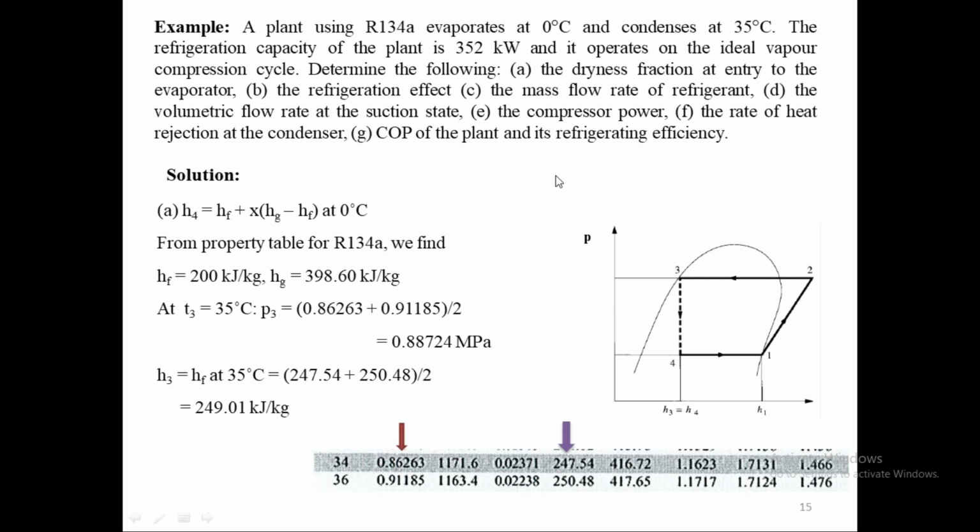Okay, so our saturation temperature is given as 35 degrees centigrade. When you look here, the temperature is either 35 or 36 degrees centigrade, and 35 is not available, so we have to take the average value. Either you interpolate or take the average value. So HF is 200 kilojoule per kilogram and Hg is 398.60.